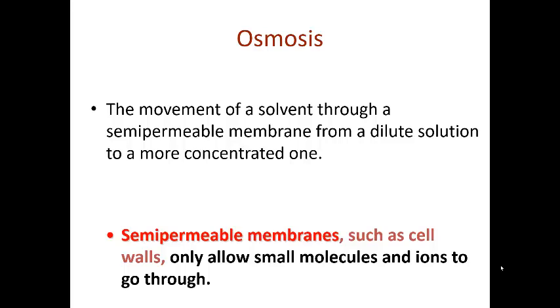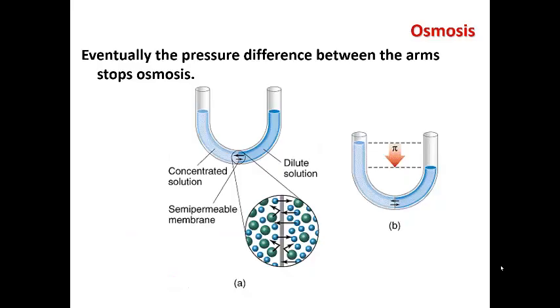All right, so the process of osmosis is the movement of a solvent through a semi-permeable membrane from a dilute solution to a more concentrated one. So this is how stuff moves through cell walls, right? It only allows small particles, molecules, and ions to go through. So what you end up with is a pressure difference, and we call that osmotic pressure. You have a concentrated solution on one side and a dilute solution on the other, and your semi-permeable membrane doesn't allow the concentrated particles to move through it, but it does allow water to move through it.